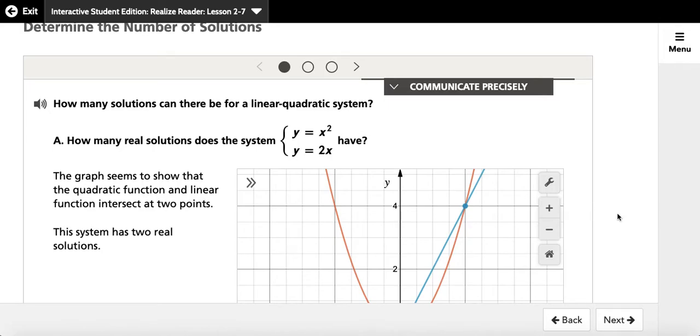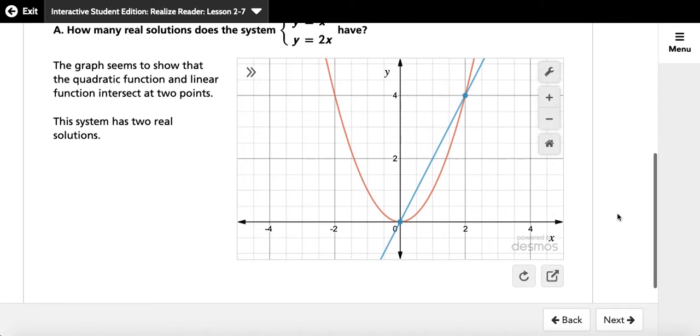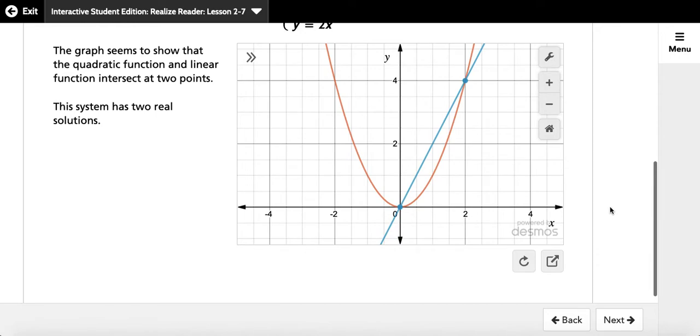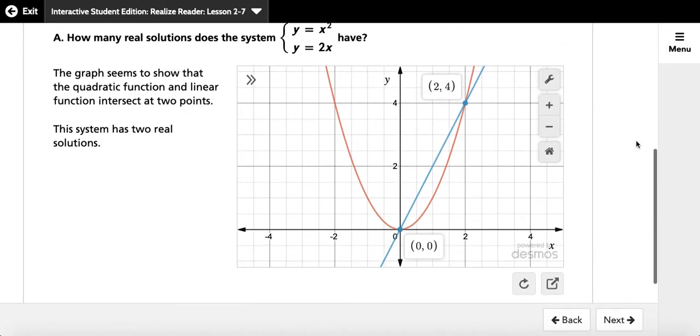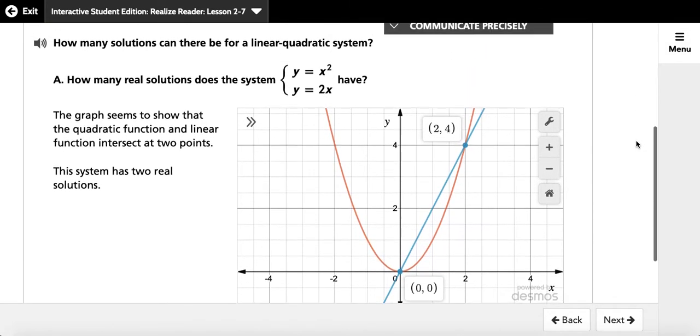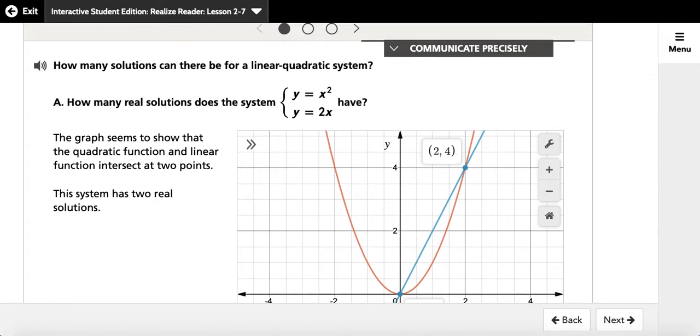We can graph them. The graph seems to show that the quadratic function and the linear function intersect at 2 points. Looks like they cross here at (2, 4) and here at (0, 0). The system has two real solutions. That's all they wanted to show there. All right, so they graphed them and saw where they crossed.